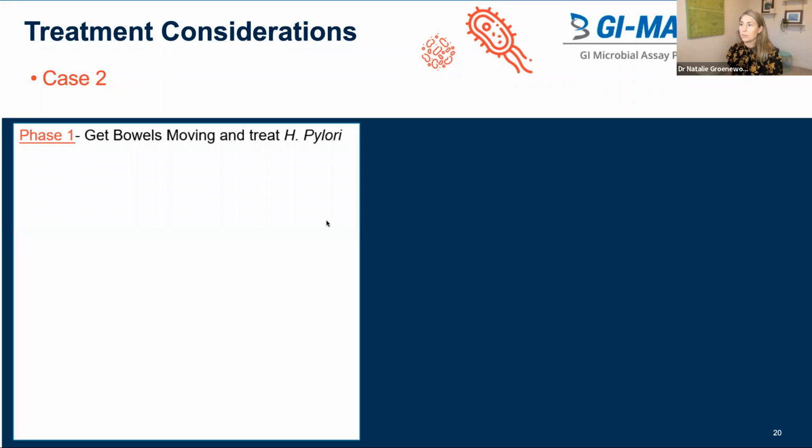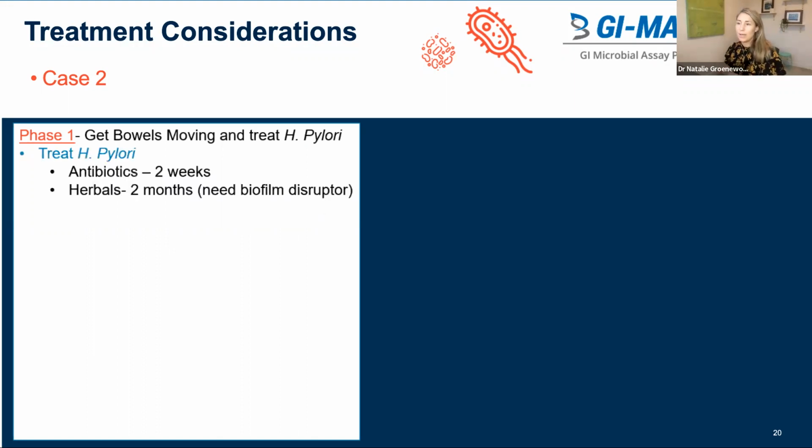First, get the bowels moving and treat H. pylori. So we always want to make sure that our patient is having bowels that are working on a daily basis, because the last thing we want to do is start a kill protocol and nothing's moving, and then she's kind of reabsorbing toxins from that eradication protocol or byproducts per se.